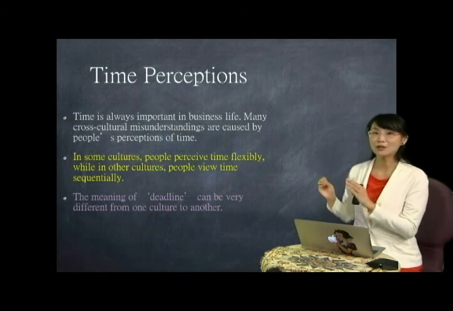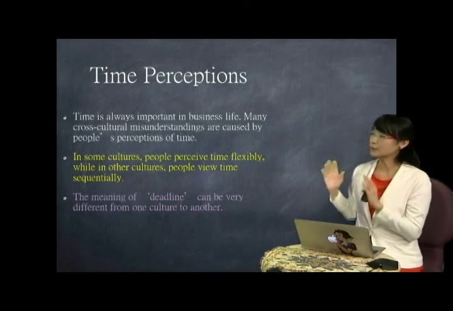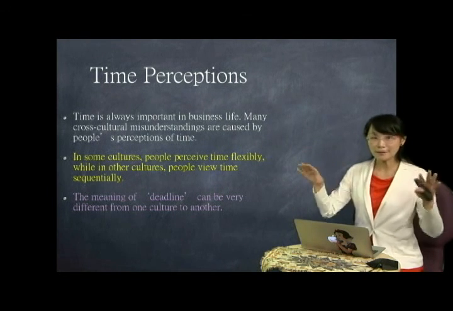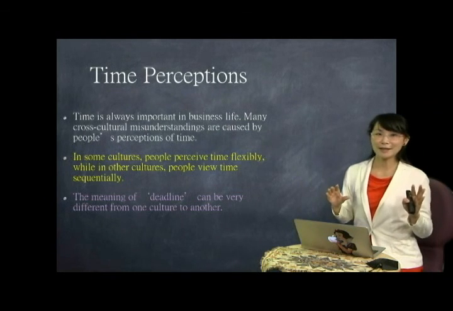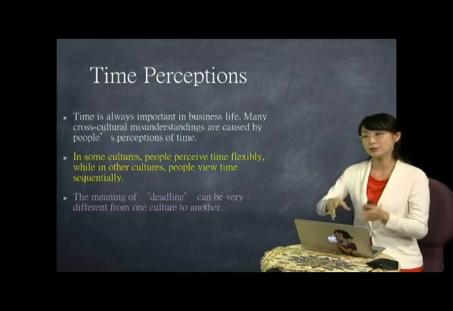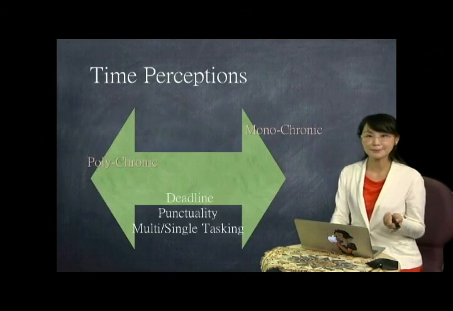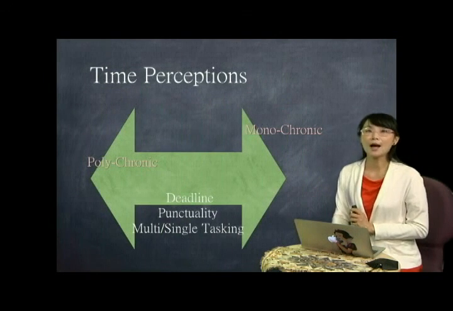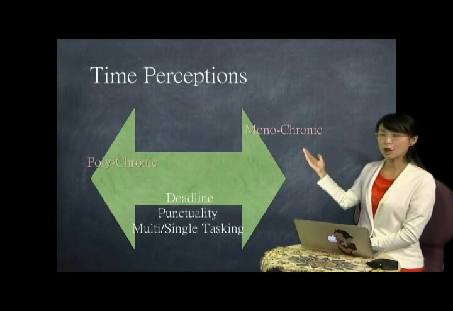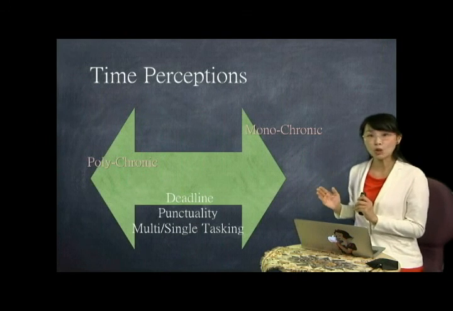Okay, so this is in contrast to those who see time flexibly. When people see time flexibly, they tend to do many things at one time. They can continue doing this, continue doing that, from this hour to another hour. Okay, so there are different perceptions of time. Here we call these two different concepts monochronic culture and polychronic culture. Mono means single.